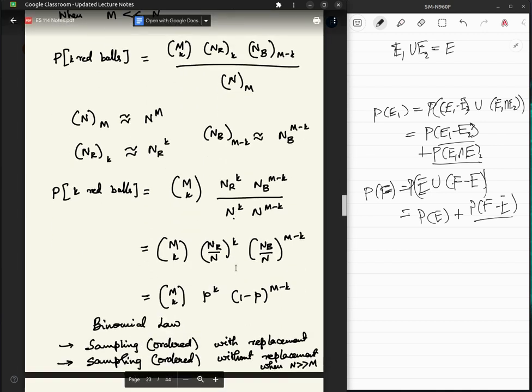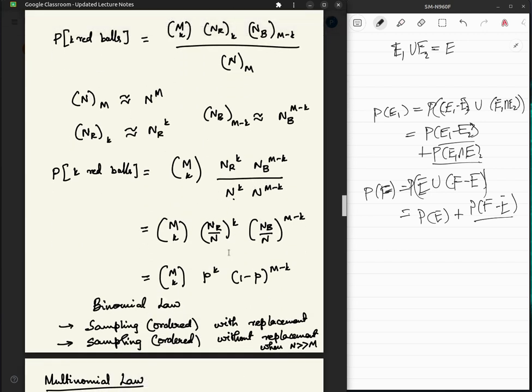So he wrote it like this. Okay. And that of course can be written like this, NR upon NK times NB upon N M minus K. Weird.